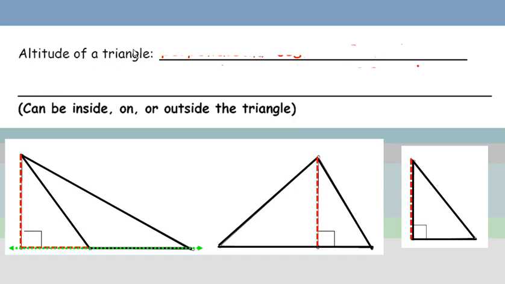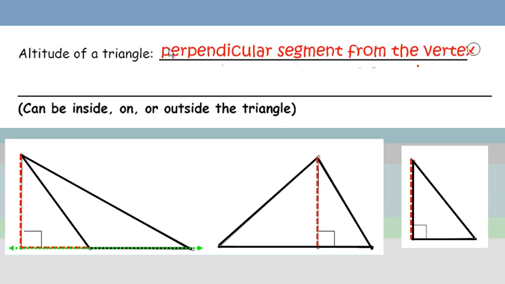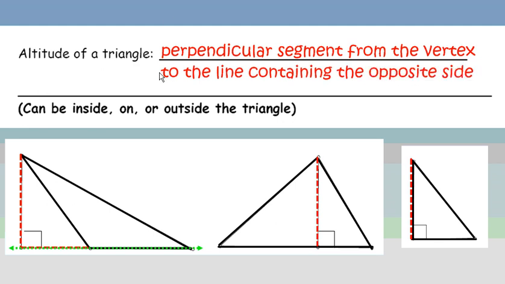So the next segment of a triangle we're going to talk about is the altitude. And an altitude is the perpendicular segment. It goes from the vertex to the line containing the opposite side. Okay, so the interesting thing about an altitude is it can be inside, on, or outside the triangle because it goes from the vertex. So here's my vertex, and then is perpendicular to the line containing the opposite side. So this is an example, and you'll notice in this case, this is my triangle right here. This yellow is my triangle.